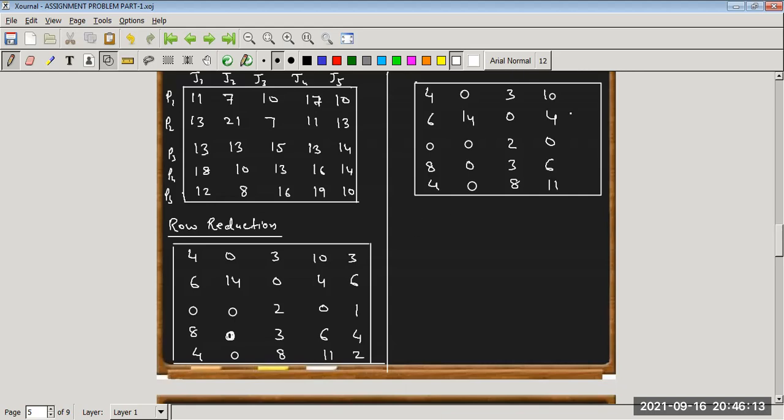In the fifth column, because 1 is the minimum, we reduce this: 3 minus 1 is 2, 5, 1 minus 1 is 0, 4 minus 1 is 3, 2 minus 1 is 1. So now we have at least one 0 in each row and each column.